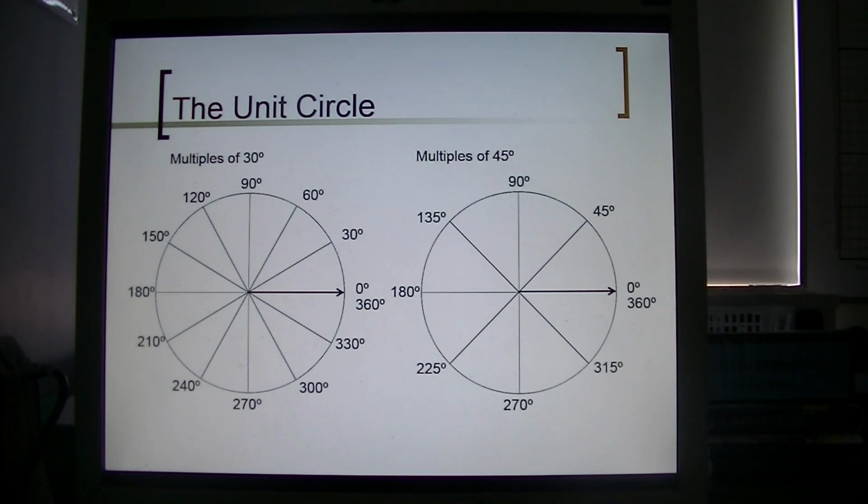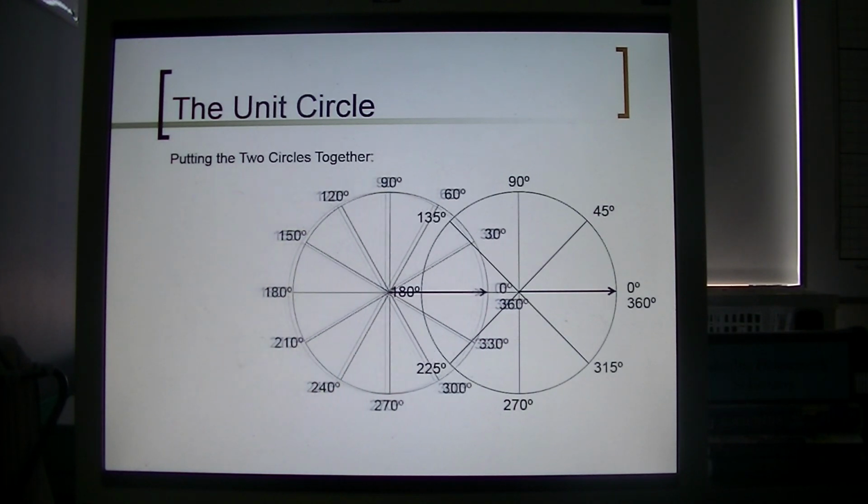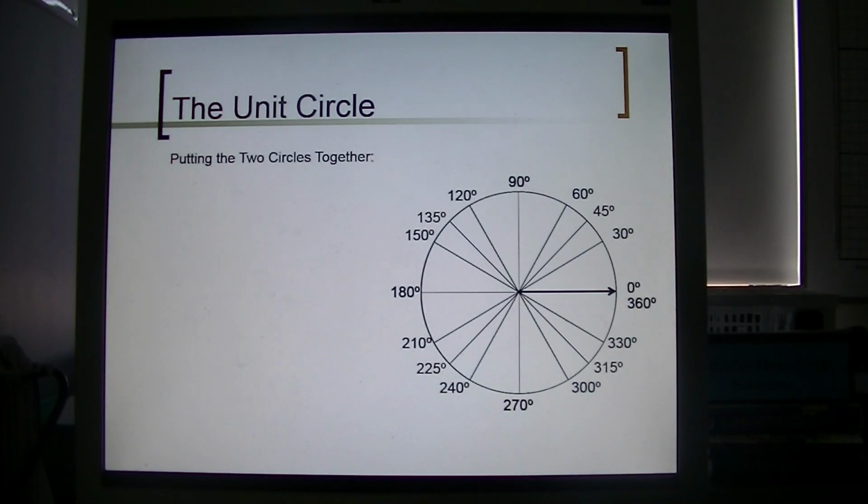These are not actually the unit circle. The unit circle actually involves putting these things together in one combined circle. Okay, watch really closely. I hope this works. We're going to put them together. And there we go.